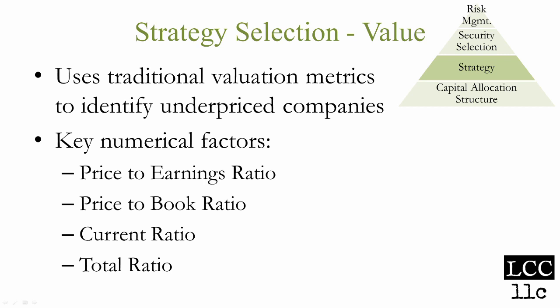Sounds pretty straightforward, right? Just look at the numbers and pick the companies that are selling for a discount. These days, it's relatively easy to locate all the financial information of a company needed to calculate these ratios. But that convenience also comes with a disadvantage. If everyone has these same values, then why is the company trading at a perceived discount?